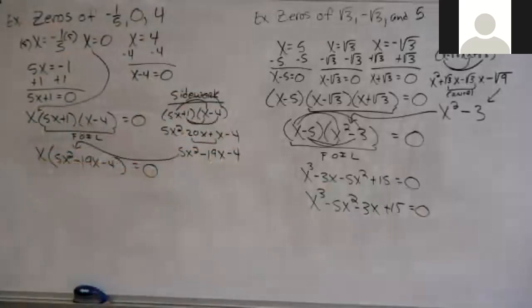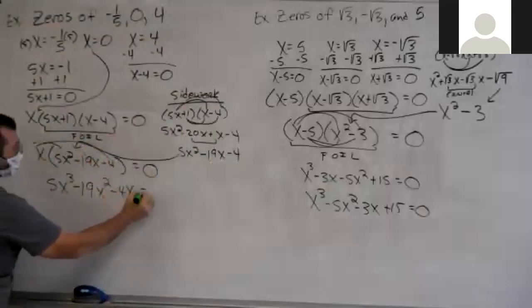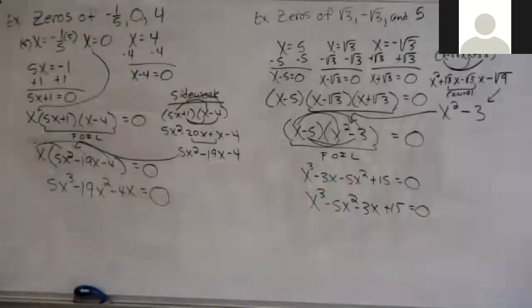Now, the reason I like this one, anytime you got x is equal to 0, x squared is equal to 0, I don't have to FOIL this. All I got to do is distribute that 1 extra there. So x times 5x squared is a 5x to the third. All we're really doing is adding 1x to everybody, right? So now x times negative 19x is a negative 19x squared. And then x times that negative 4 is a negative 4x, all equal to 0, and then that one's already in descending order, so we're good to go.